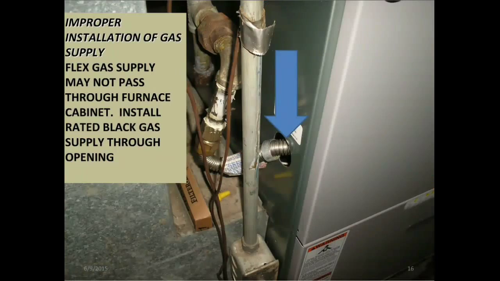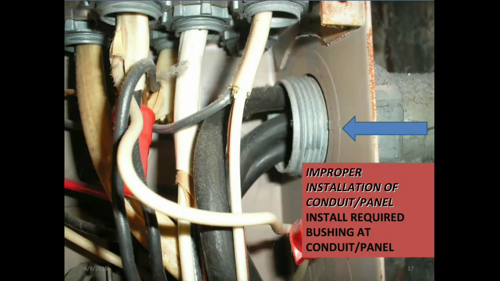This photo shows an improper installation of gas supply. Flex gas supply may not pass through furnace cabinet. Install rated black gas supply through opening. Refer to the 2009 International Property Maintenance Code, Section G2422.4.1.1, appliance connections.